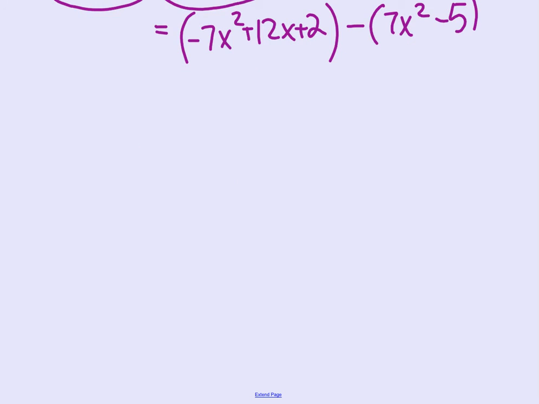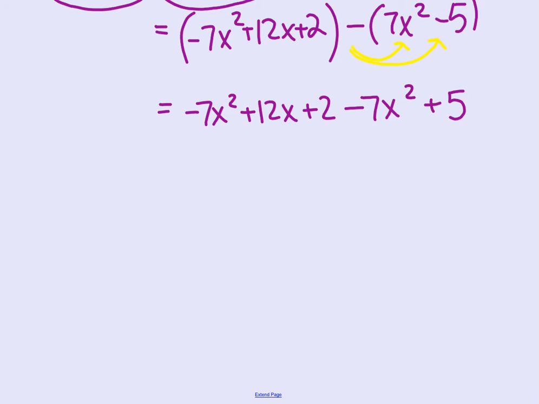Where I see students make mistakes in the subtracting piece is they forget that subtract means distribute that negative all the way through. So be careful on those. All right, so let's go ahead and simplify this. So I'm going to drop the first parentheses on that f of x function. And then I'm going to distribute the negative through in the second parentheses, the g of x function. So I'm going to change the sign of both of those terms. So I have a negative 7x squared and a positive 5.